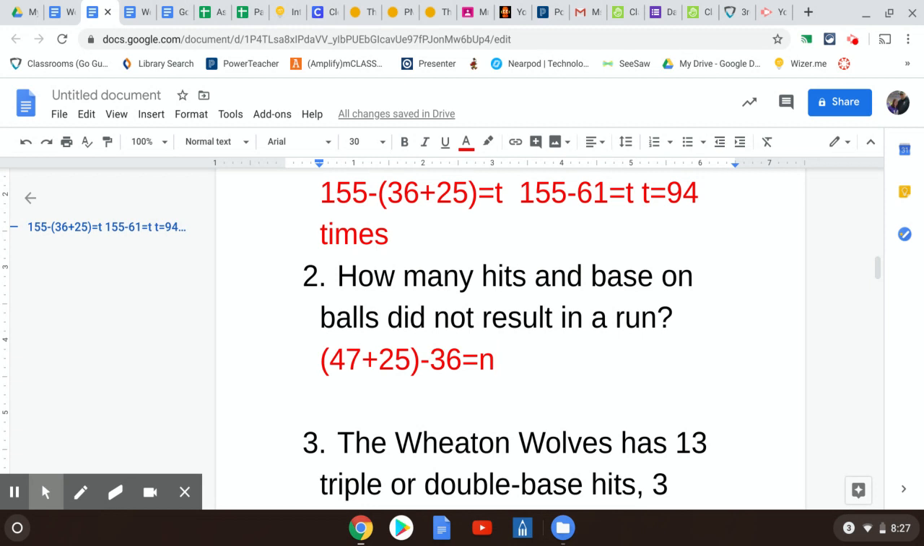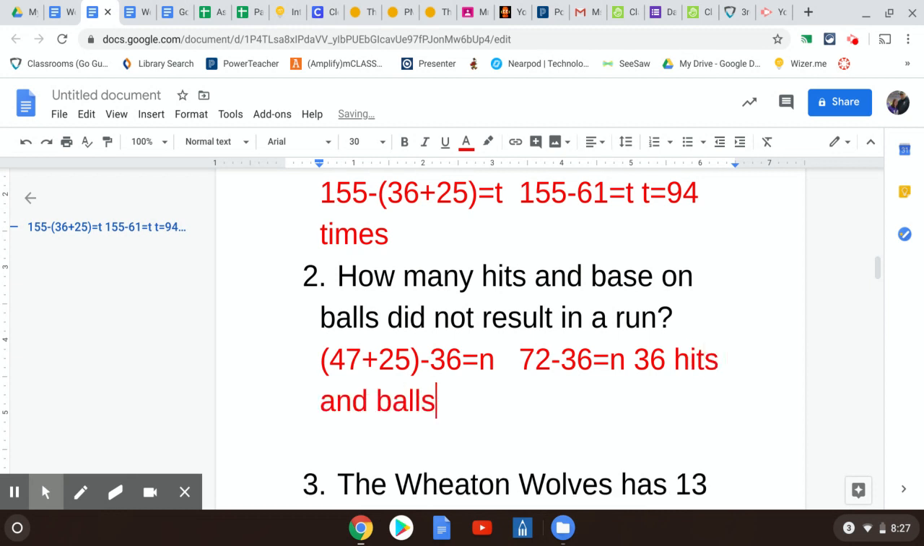So once again, the first thing we do in an equation when we see parentheses is inside the parentheses. So you take 47 plus 25, and that gives you 72. So now you have 72 minus 36, which equals your n number. So now when you take 72 minus 36, you get 36 hits and base on balls. Or you could say not scored.